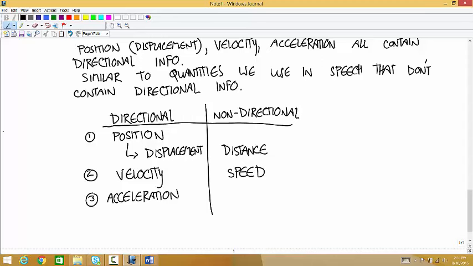This one, in some ways, is even more confusing because we actually use the word acceleration, but in everyday speech we use it to mean something a little bit different. We talk about acceleration if something's speeding up, and deceleration if something's slowing down. Deceleration. Okay.